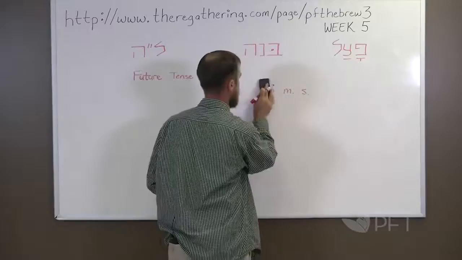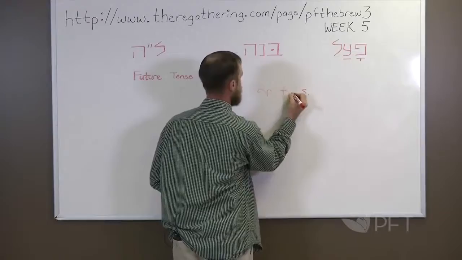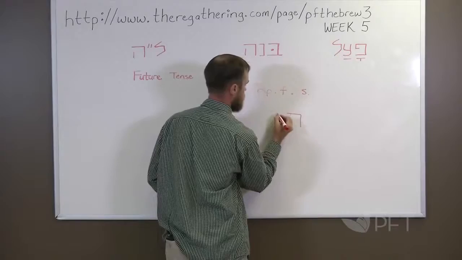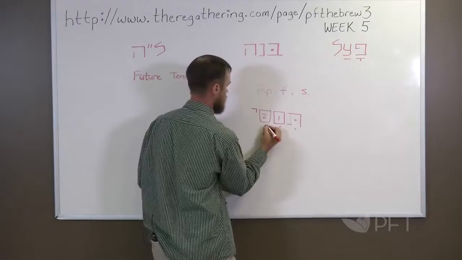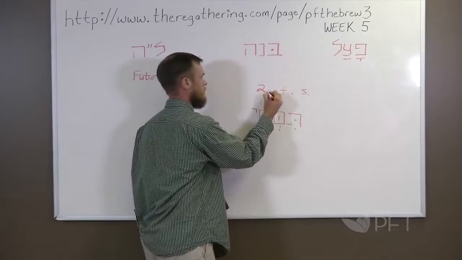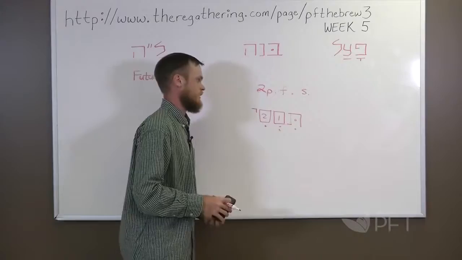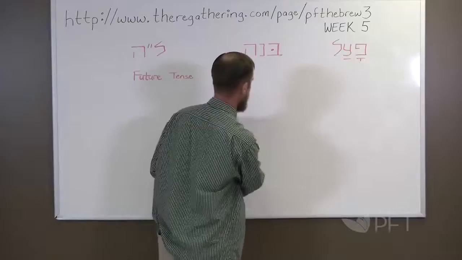So, in the second person, feminine singular, we find once again that the hey has been replaced by a yod. But otherwise, except for the cases where suffixes are used, you'll notice in the lamed hey that the hey remains intact through most of the future tense. However, it does disappear in quite a bit of the past tense.